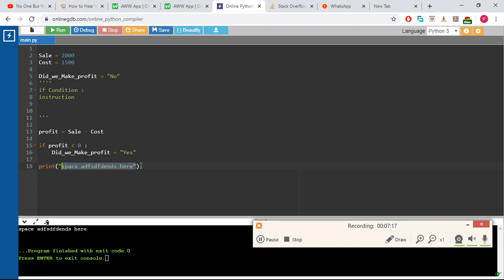Yeah, so back to what I was saying. If the profit is equal to, so because here we're going to print did we make profit. So if the profit is greater than 0, then it would be this. Let's just call this no value, so we can actually really see the change here.